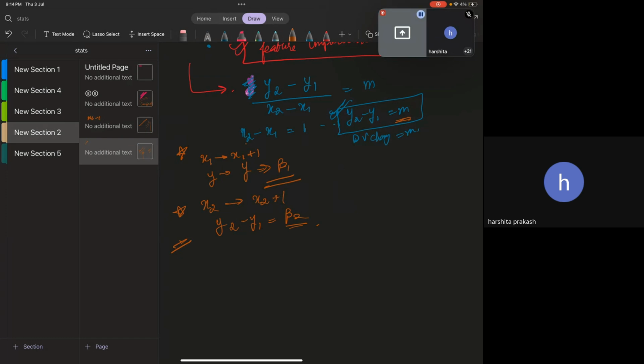Then that means there is something much more to beta that we are not aware of. Yes or no? What is that? Let me write it.